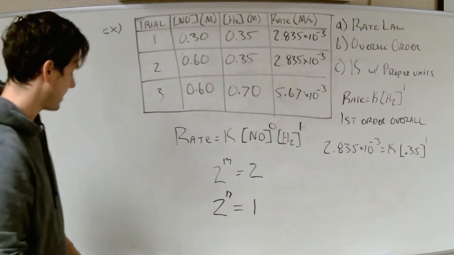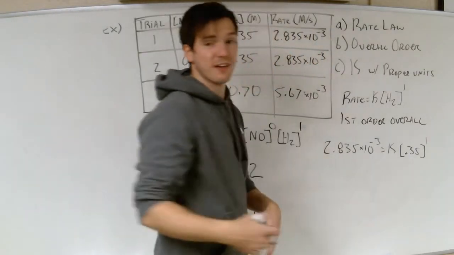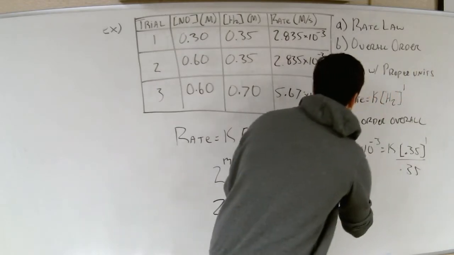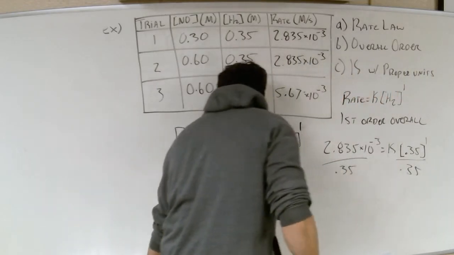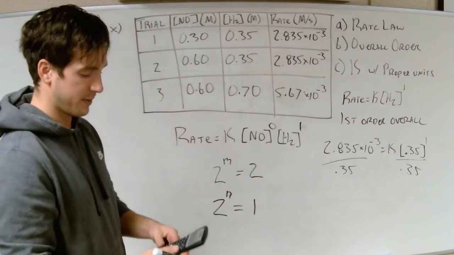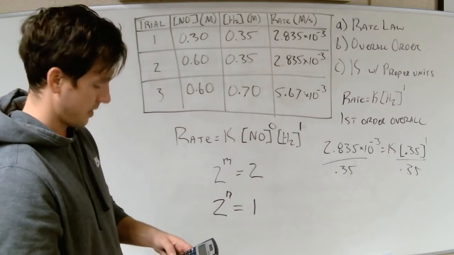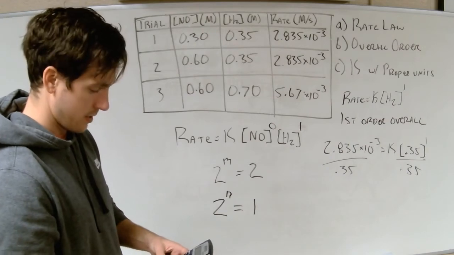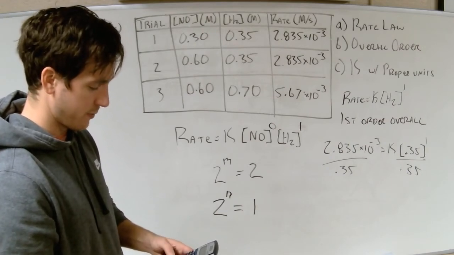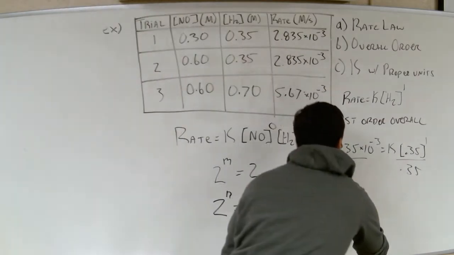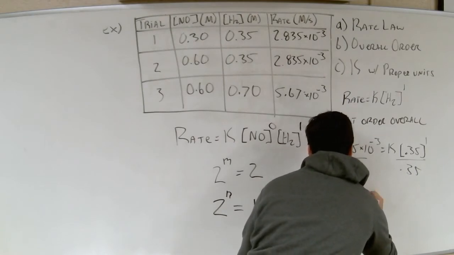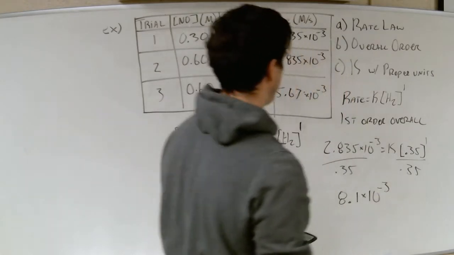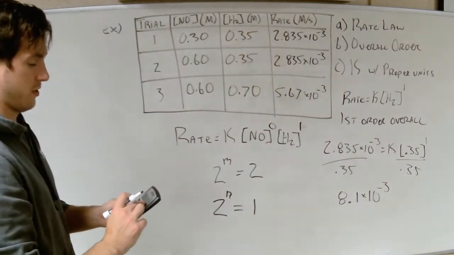Right. And here it's pretty simple algebra, right? 0.35 to the 1 is just 0.35. So we'll divide by 0.35 on both sides. I'll plug this into my calculator because I cannot do this in my head. Divided by 0.35, and we should get a K value of 8.1 times 10 to the negative third. Right? 1, 2, 3. Yep.